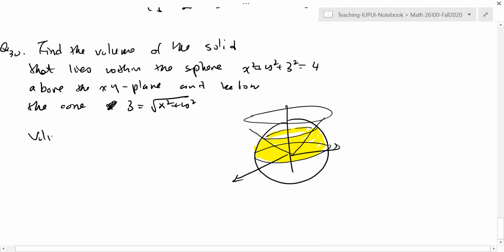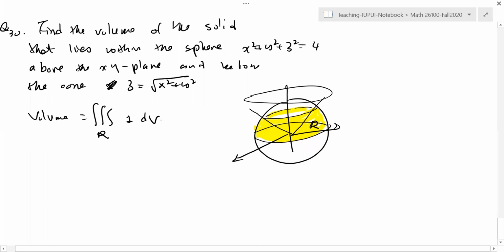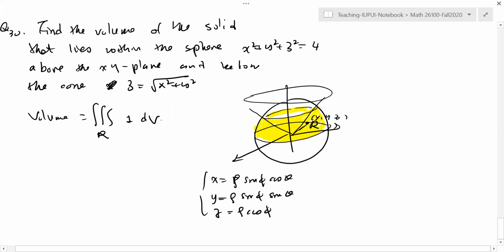So the volume, write down the formula first. The volume is going to be the triple integral over that region of the constant function 1. So that's the volume. All you need to do is describe that region using spherical coordinates. So an arbitrary point x, y, z, right? Let me write down this transformation again. So x equals rho sine phi cosine theta, y equals rho sine phi sine theta, and z equals rho cosine phi.